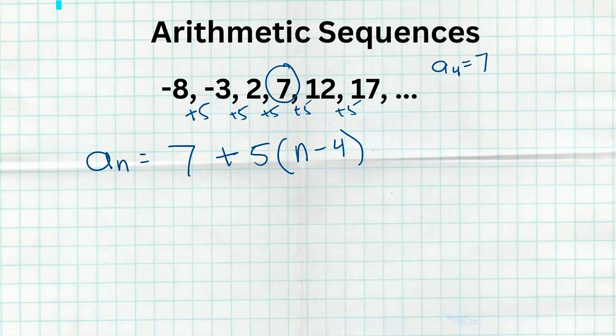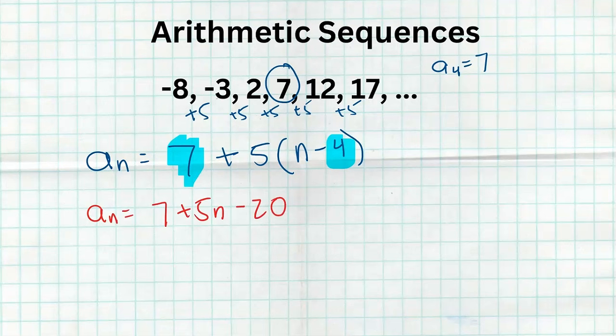Once again, keep in mind where all these numbers are coming from. 4 is the term number. 7 is the term value. I could have chosen any of the other terms and I would get the exact same ending equation. Now all I got to do is clean this up real quick. So again, that's going to be 7 plus 5n minus 20. And of course, I can combine the 7 and the negative 20, and I can get 5n minus 13.